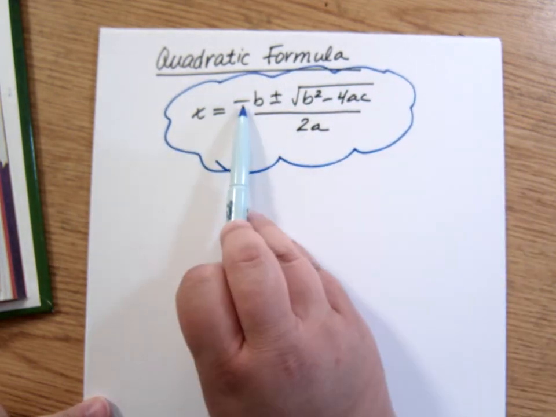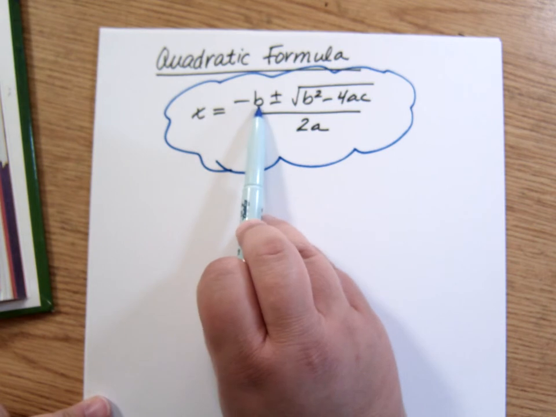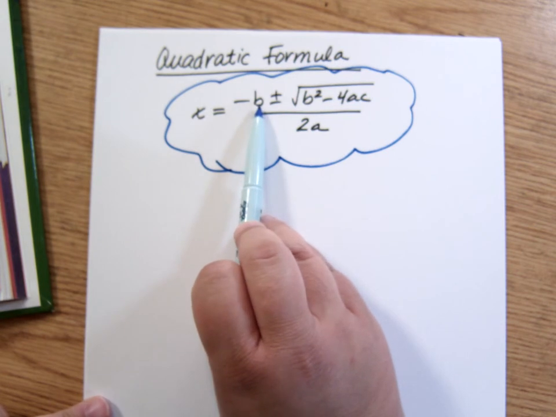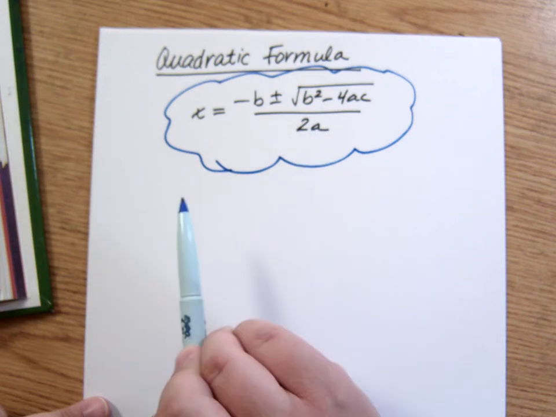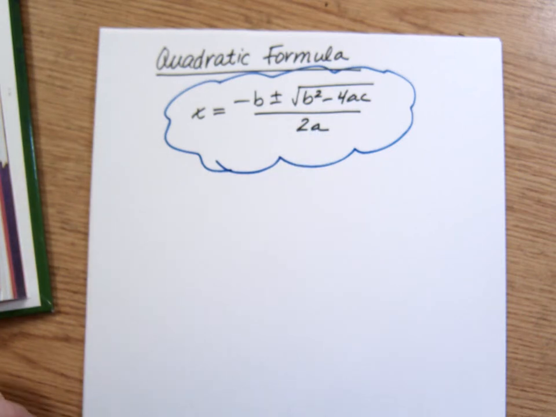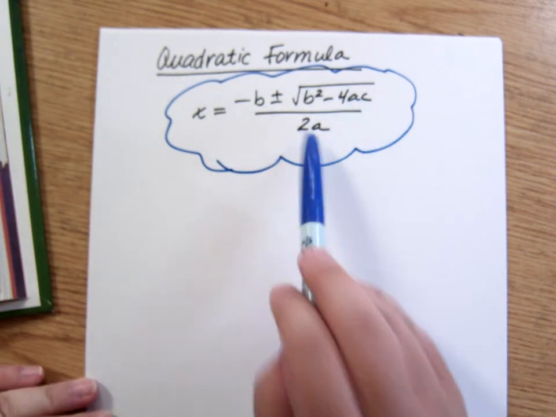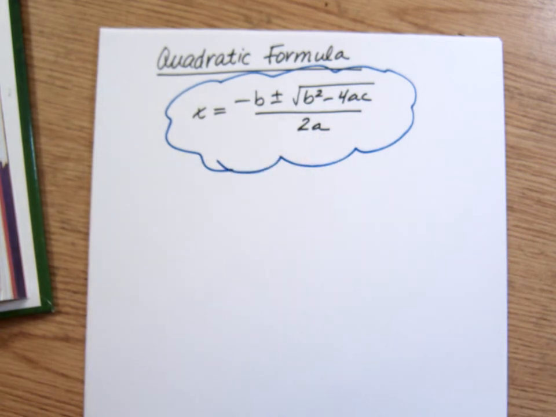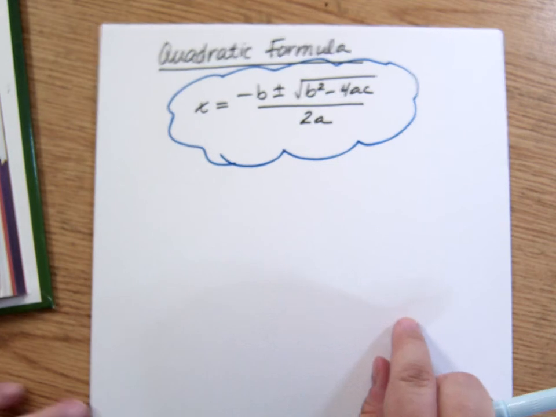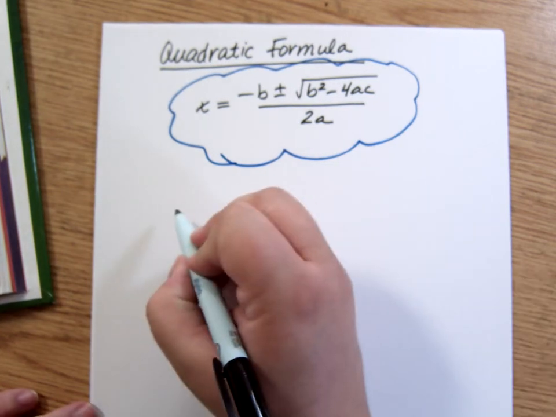Okay, remember that this negative means the opposite of, so if b is originally positive, it would become negative here, but if it was originally negative, it would become positive there. Also, another thing to remember is that it's all over 2a. In other words, everything on top you want to simplify before you divide by 2a. It's not just this part or just this part that's over the 2a. Okay, so I'm going to do an example.